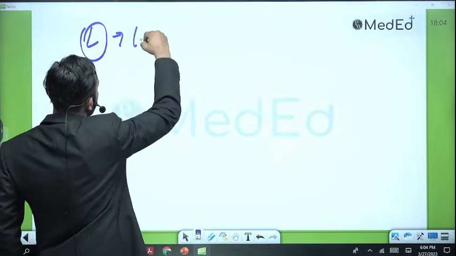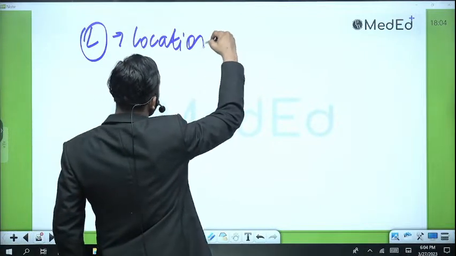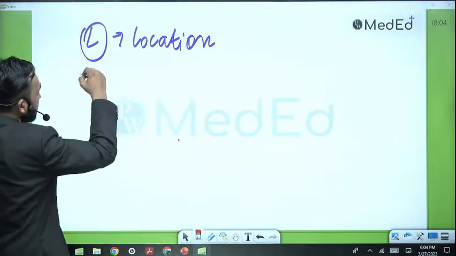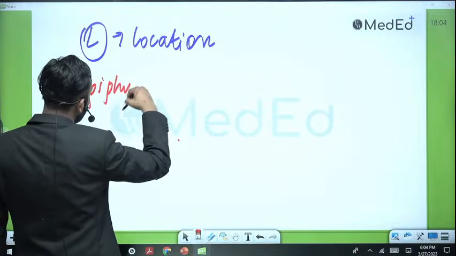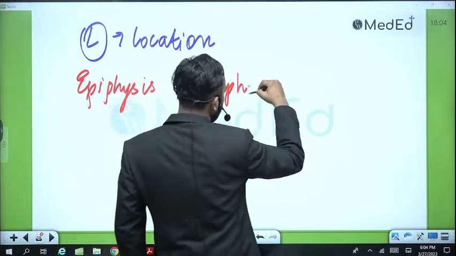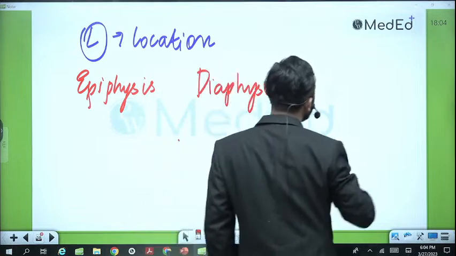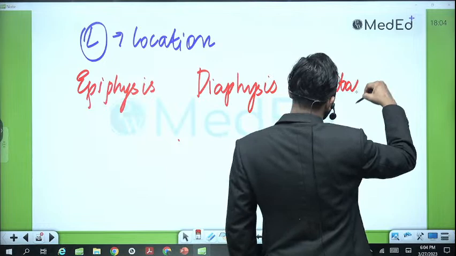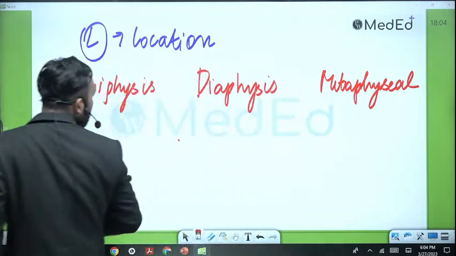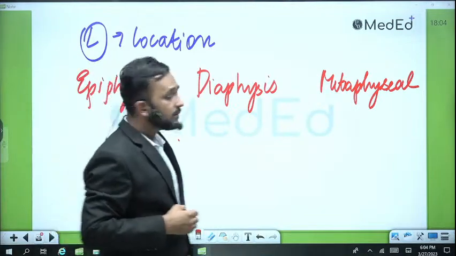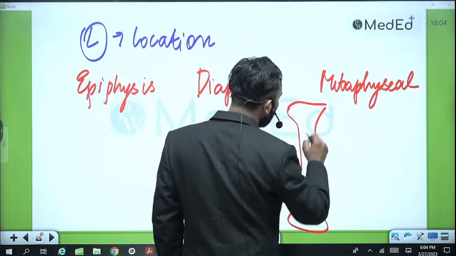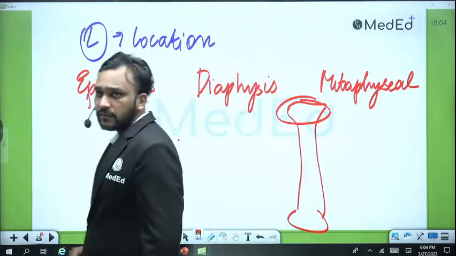Then L stands for location of the tumor. There are a few bone tumors which are common in the epiphysis, some are common in the diaphysis, and most of the bone tumors are found in the metaphyseal location. So the tumors can be found at these places within the bone, right? If I draw a bone like this, there are a few tumors which are common in the epiphysis.